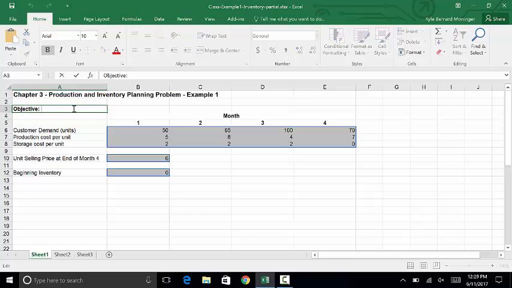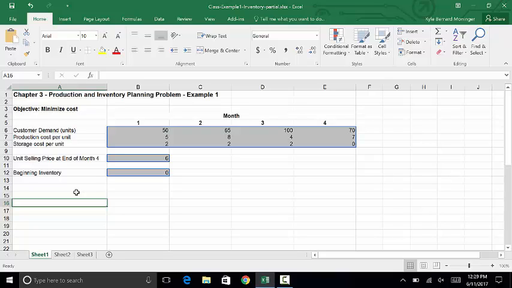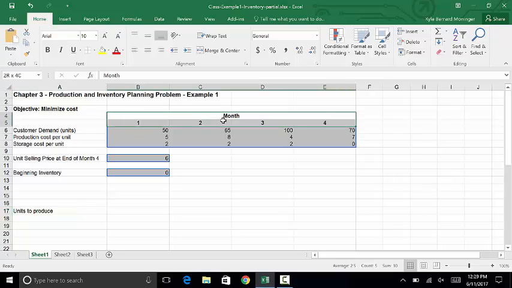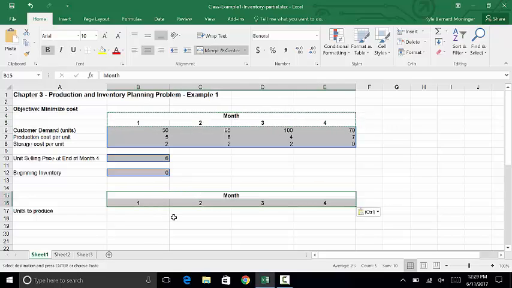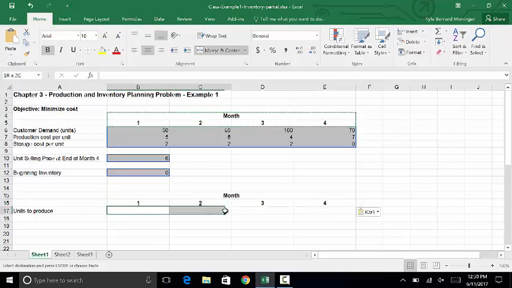My objective, I want to minimize cost. In these inventory problems, we're producing products to meet my customer demands. So we want to meet all of our customers' demands at the lowest possible cost. What I have control over then is how much to produce each month. So my decision variables are units to produce, copy and paste this for months 1, 2, 3, and 4.